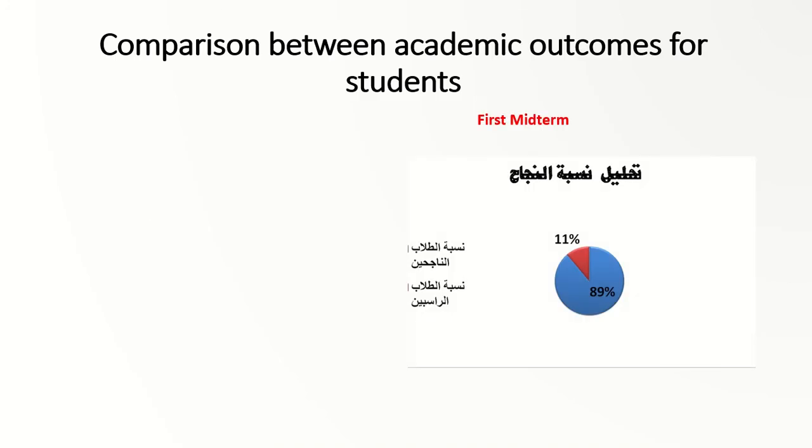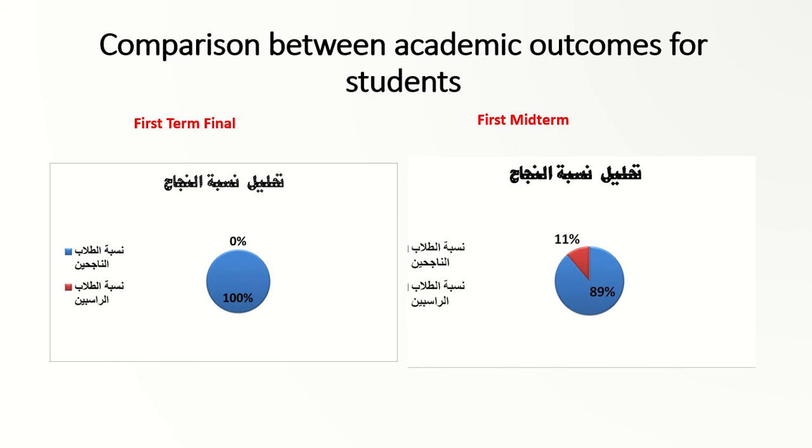Here we have the comparison between academic outcome for my students. In the first midterm before using Teams, I had 11% of my students failing my midterm. After using Teams, through the final, 100% of my students could pass my exam.